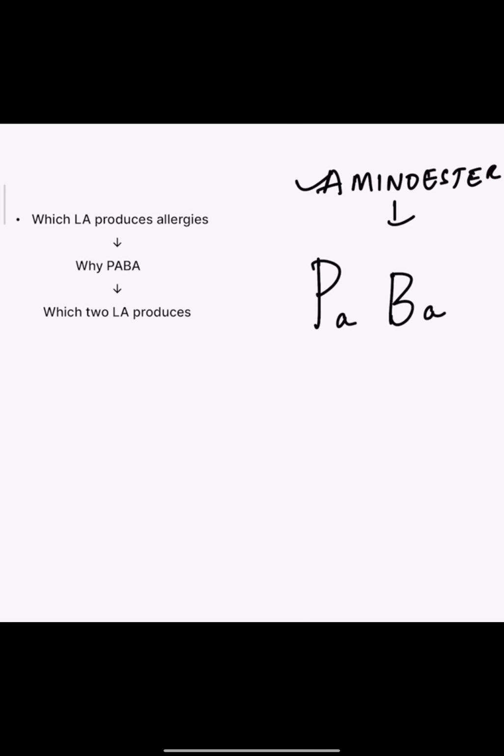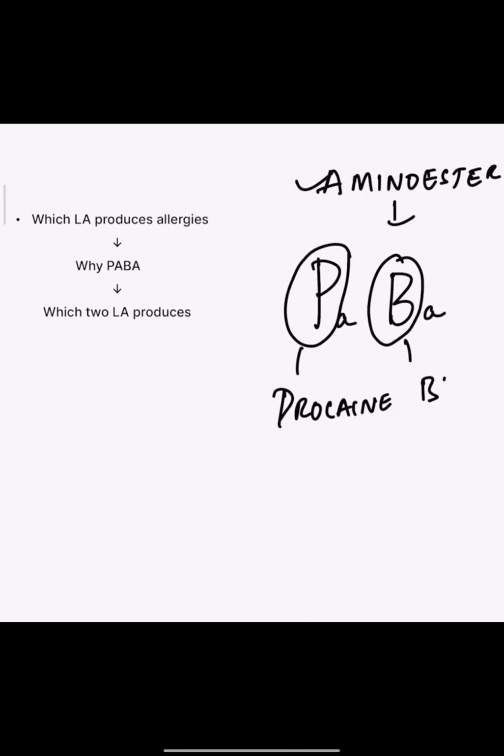If you look at the spelling of PABA, you will come to know which two amino esters. Why? Because P and B, I have highlighted, of the PABA. If you remember that, you can easily remember. P stands for procaine, which can cause allergic reaction, and B stands for benzocaine, which can cause allergic reaction. These two local anesthetics can cause allergic reaction. Okay, so that's regarding the local anesthetic allergic reaction.